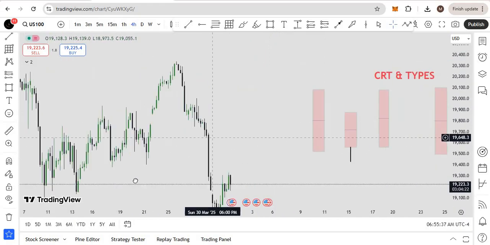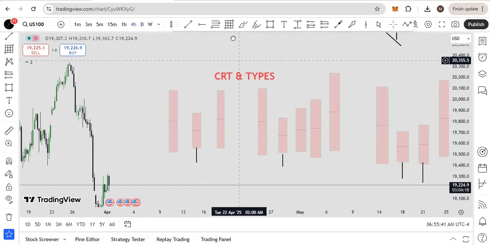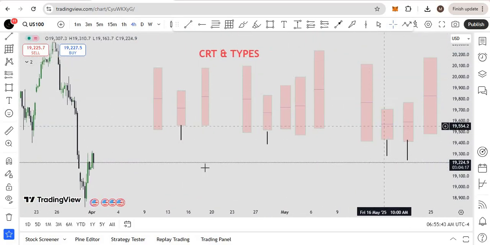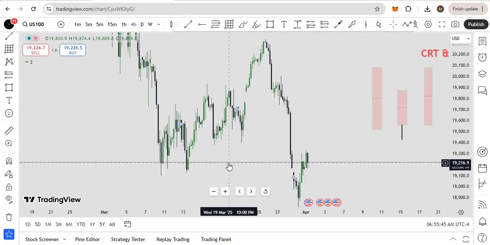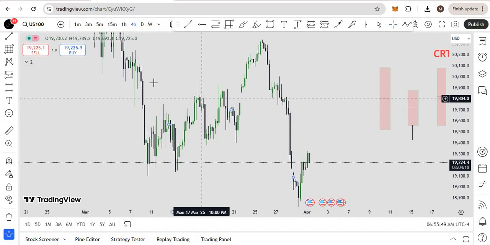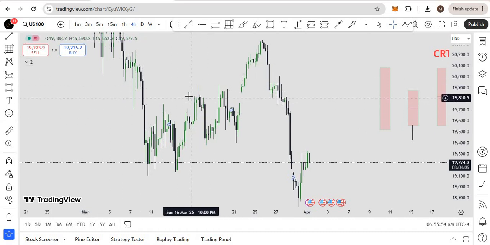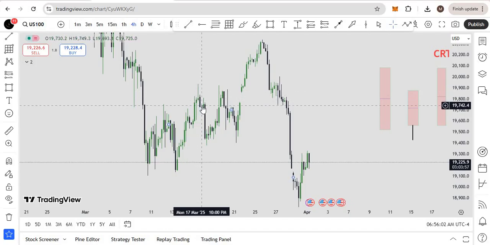Which one? This model? This one. We are in a discount, fair value gap, or a resistance area. We came, we took the liquidity. This is the first candle. This is the second candle, inside bar, third candle took the liquidity, then fourth, fifth, sixth, seventh candle to reach the low of that one.